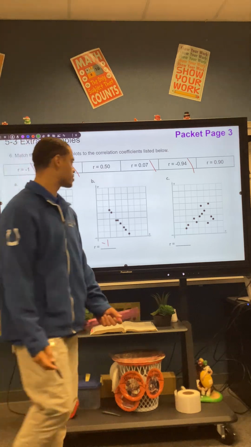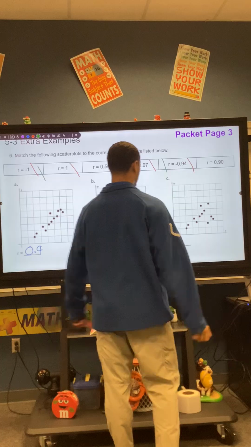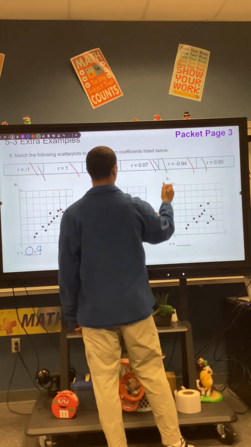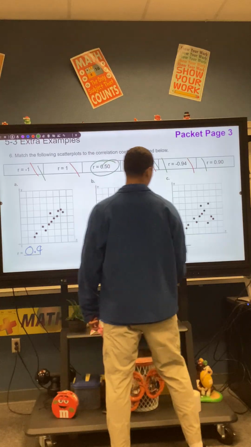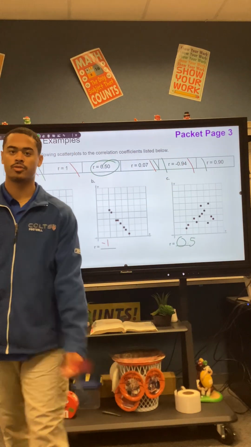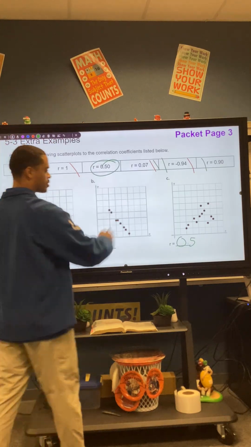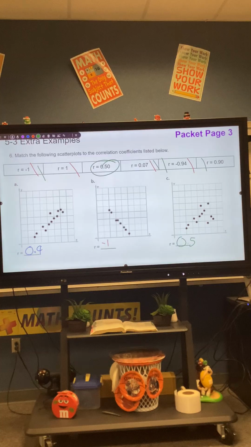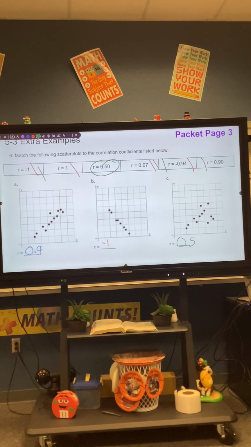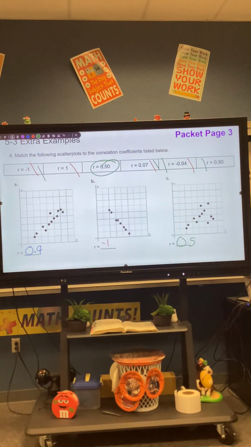And then this last one, again, we know it won't be negative. I don't think this correlation is that strong. I don't think it's that weak. So I'm gonna put 0.5. Remember, don't be afraid to use your middle one as a comparison. Eliminate all your options. This is how it has to be. So that's how it is.